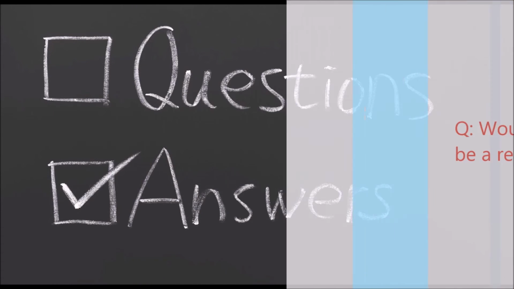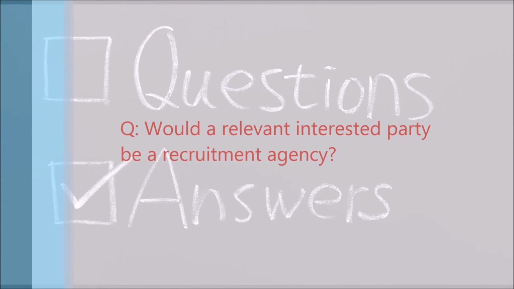Someone's asked, would a relevant interested party be a recruitment agency? It is actually down to you to state that. And yes, they're providing staff. There's obviously competency requirements in all ISO standards. So, to prove competency, are we using a competent recruitment agent that knows what our contract of employment is, etc.? So yes, you could include them.